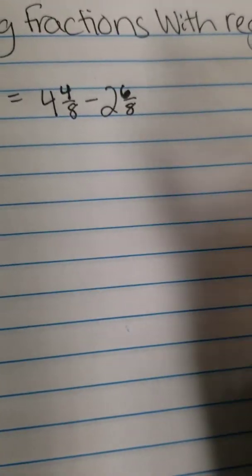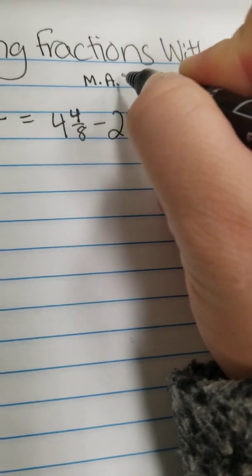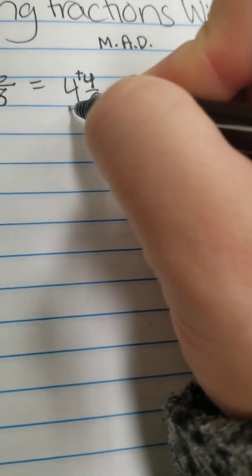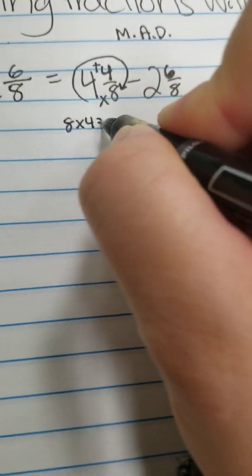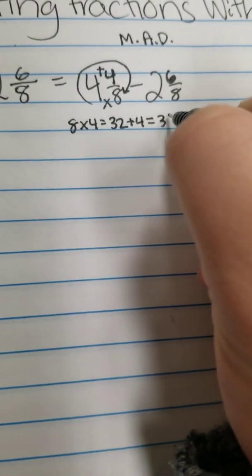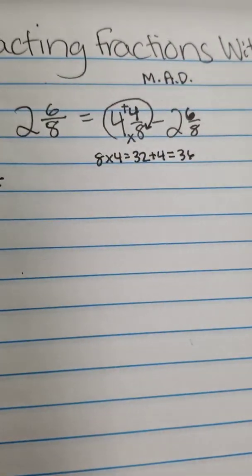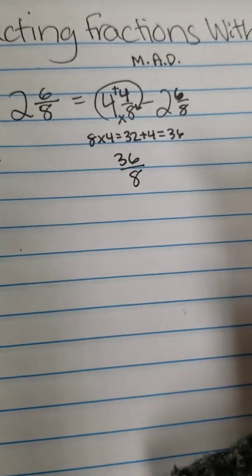There's a strategy for making it improper. It's called the MAD strategy. It stands for multiply, add, denominator. What you do is you multiply 4 times 8, you add 4 plus 4, and then you put your denominator on the bottom. So 8 times 4 is 32, add 4 is 36. So this number as an improper fraction is 36/8.